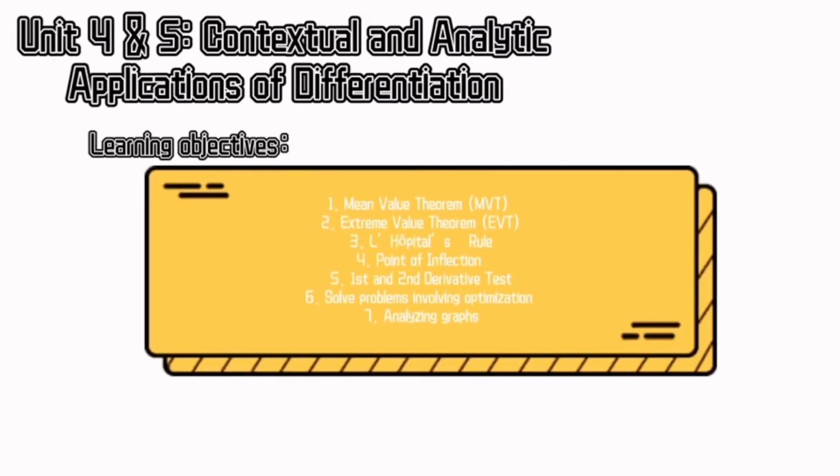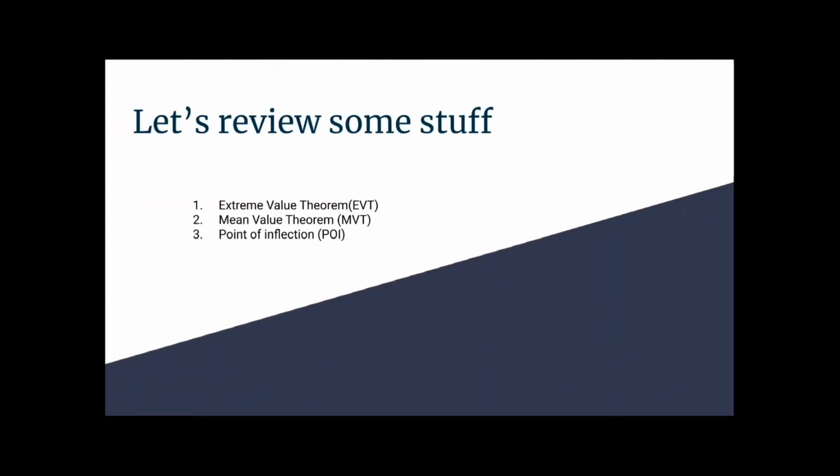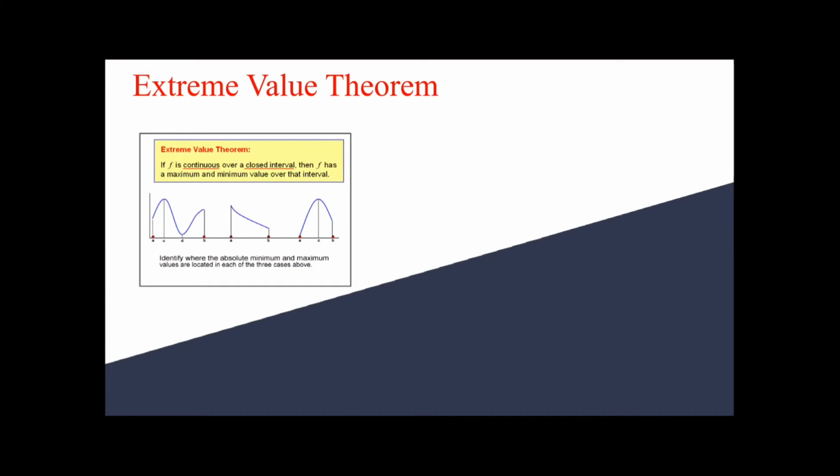Today we'll be summarizing Unit 4 and 5 of AB and BC Calc, which is Contextual and Analytic Applications of Differentiation. First of all, we'll go over two easy and intuitive theorems.